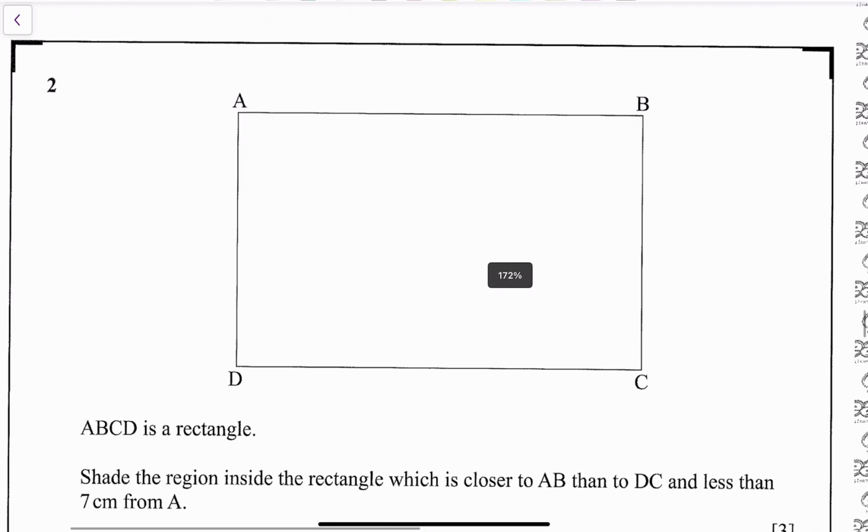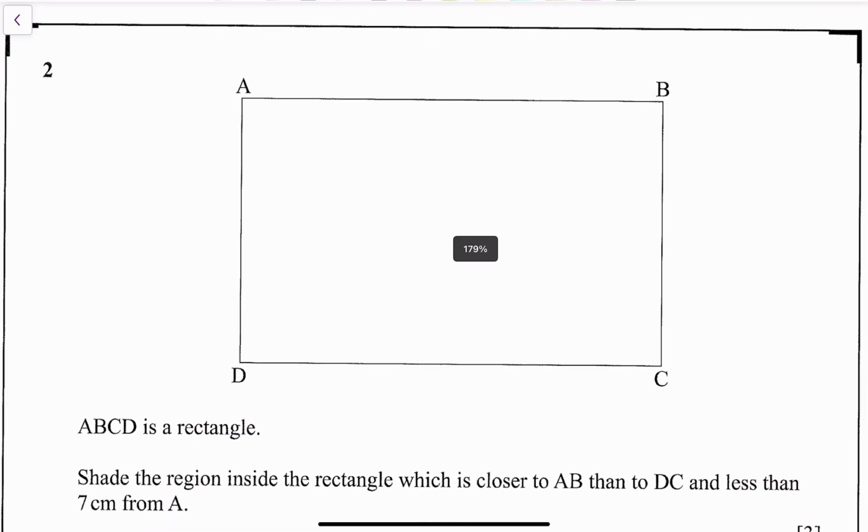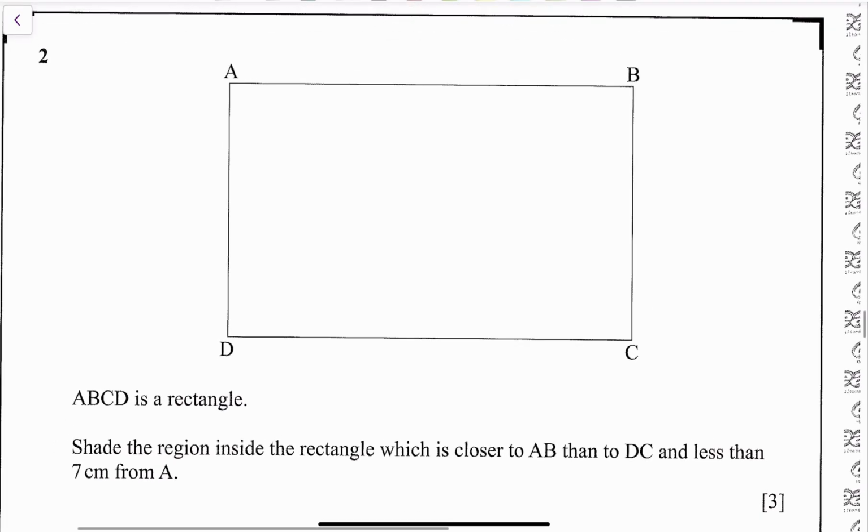Right, very hard for me to do it. I'm not even going to attempt to do this one, to be honest. This is a loci one. I can't really show you this very well in this one. ABCD is a rectangle. Shade the region inside the rectangle which is closer to AB than to DC. Right, where is AB? First of all, AB is here. DC is here. So it's basically you're doing the perpendicular bisector of this line.